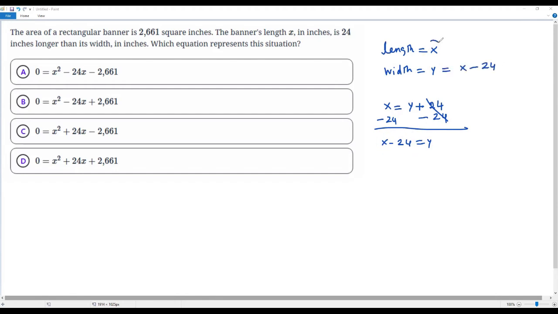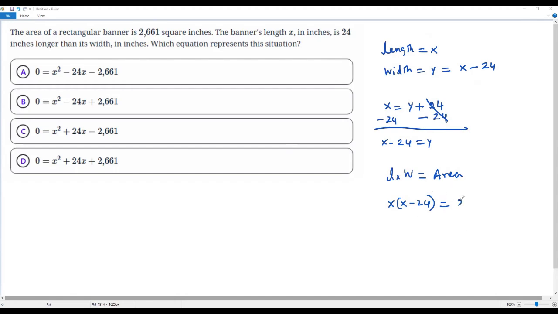So x represents the length and x minus 24 represents the width. And we know that when I multiply the length and width of the rectangle, that is equal to the area. Here the length is x. Let's plug in x for the length over here. And for width we have x minus 24. Let me write over here. And for the area of the rectangle we have 2661.